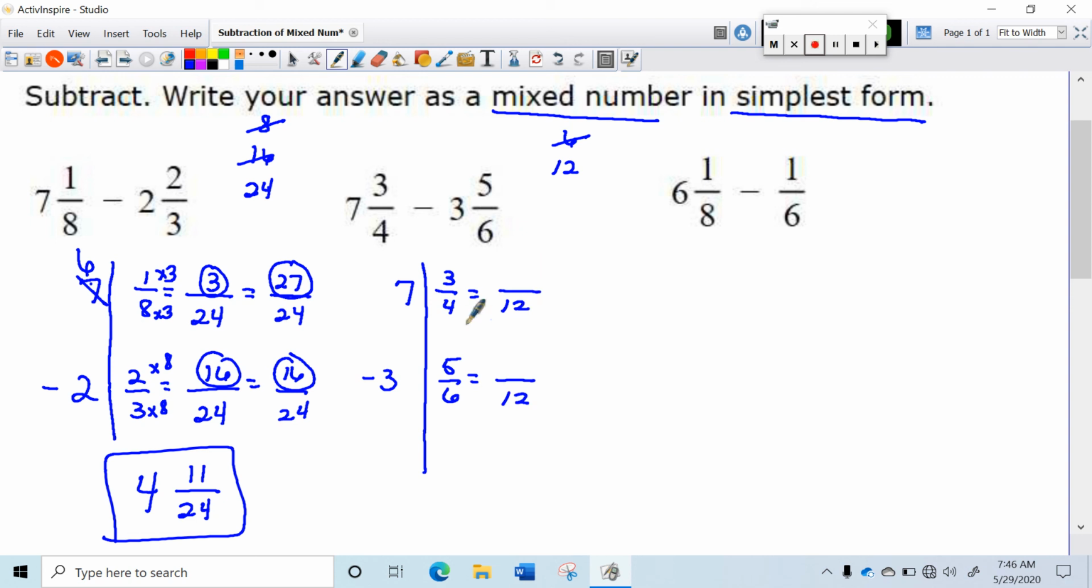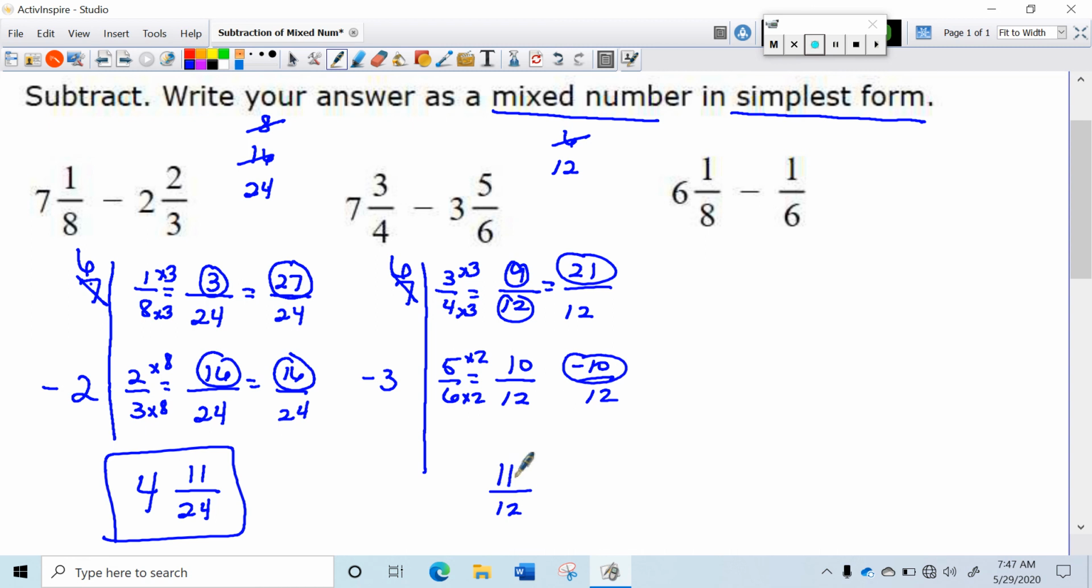So start dividing. 12 divided by 4 is 3. So that's what I'm going to multiply by. 3 times 3 is 9. 12 divided by 6 is 2. So I'm multiplying by 2. 5 times 2 is 10. Again, you keep your denominator. We cannot do 9 minus 10. So I have to borrow from the 7, call it a 6, and then I'm going to add these two numbers together. 9 and 12 is 21. Over, you keep the denominator. So 21 take away 10 is 11.